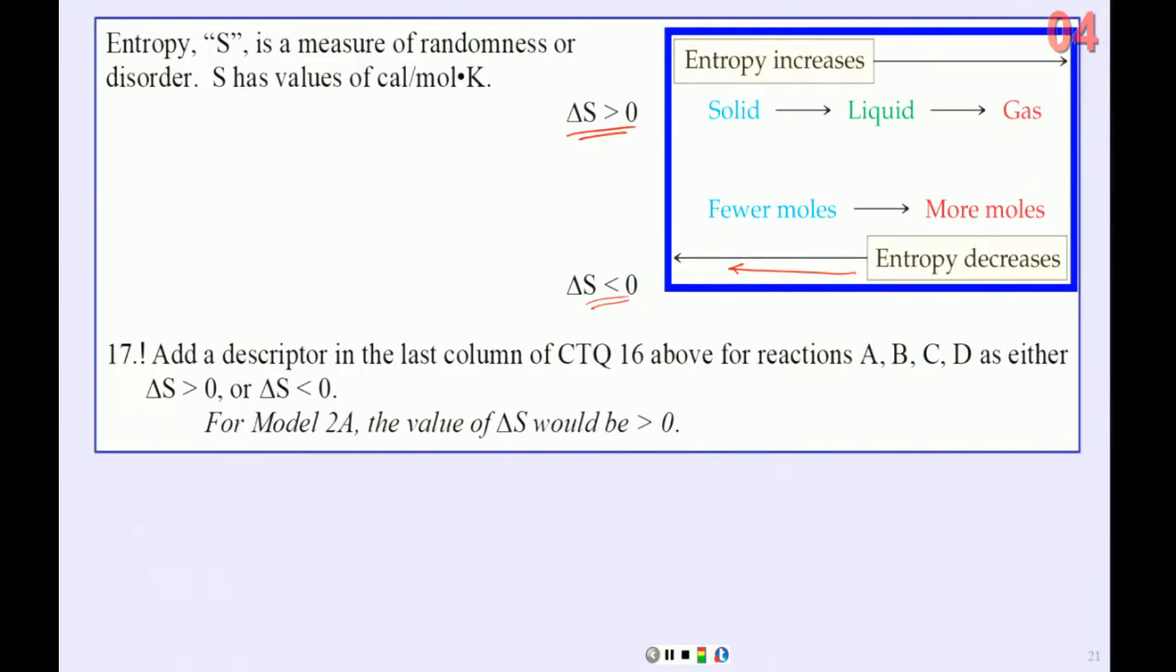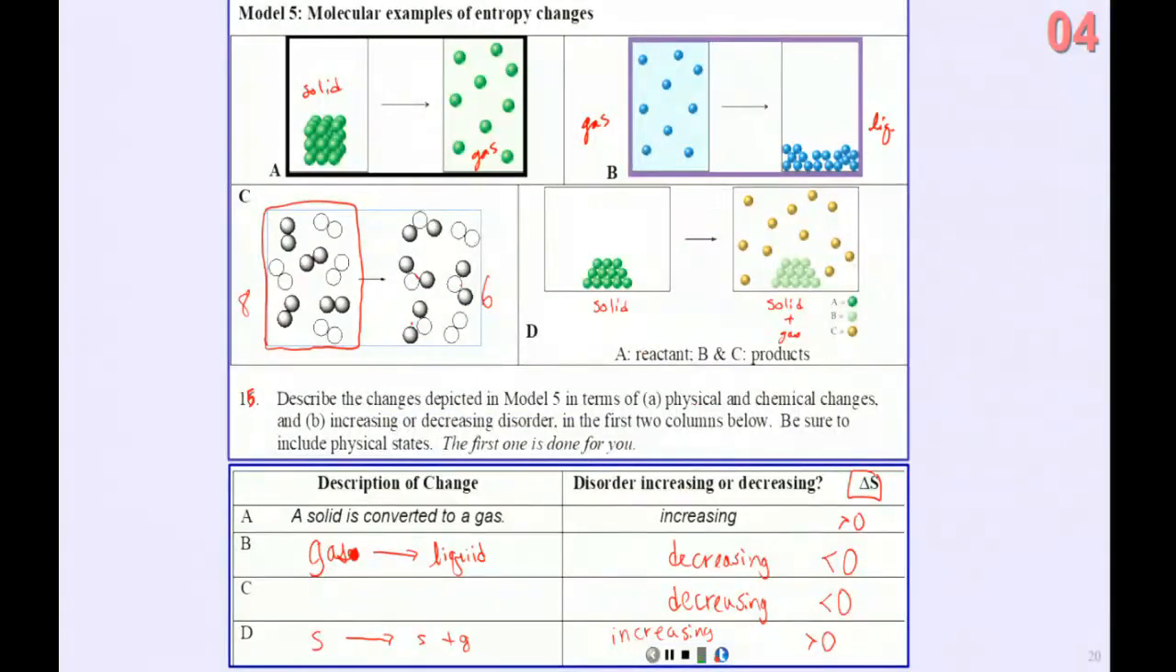So I added the descriptor in the last column of the question above to indicate A, B, C, and D as greater than and less than 0 for delta S. They're already shown here. So the first one was increasing, and the second two were decreasing, and the last one was increasing. So increasing is always greater than 0.